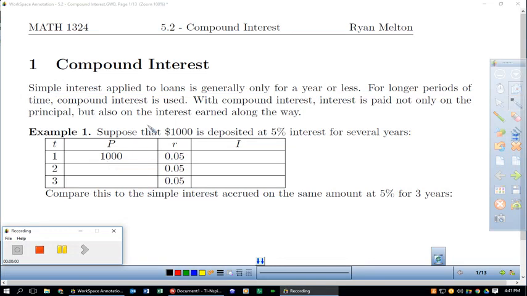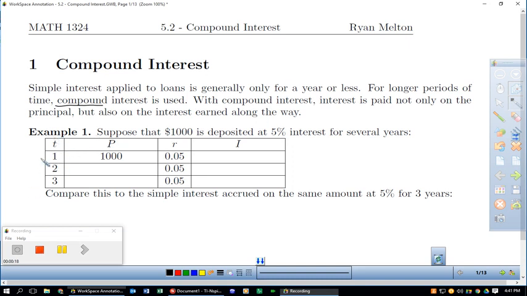Section 2, compound interest. Simple interest applies to loans that are generally less than a year. For longer periods of time, compound interest is used. It's the same sort of concept, except that with compound interest, interest is paid not only on the principal, but also on the interest earned along the way. So you actually get interest on your interest. It's compounded.